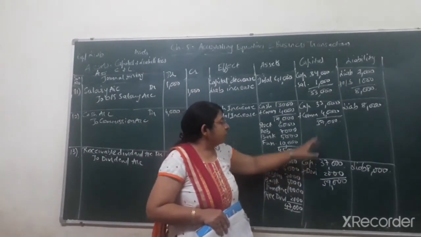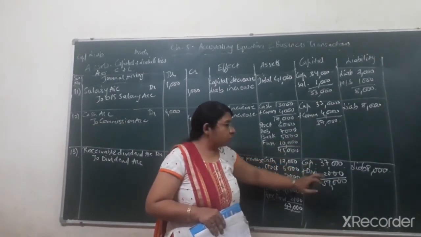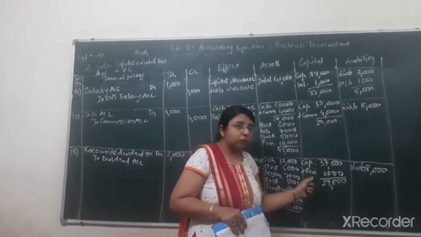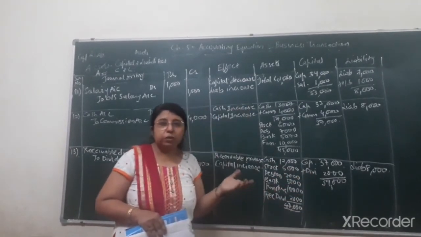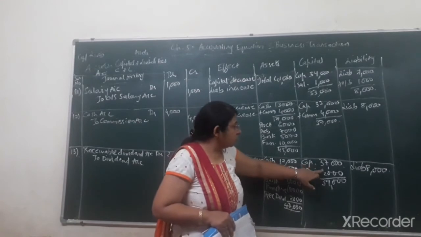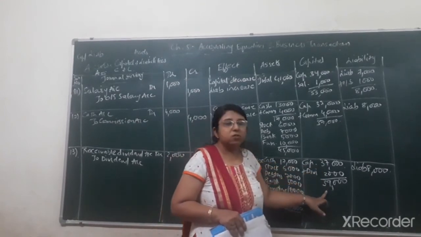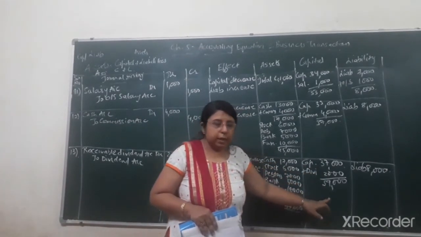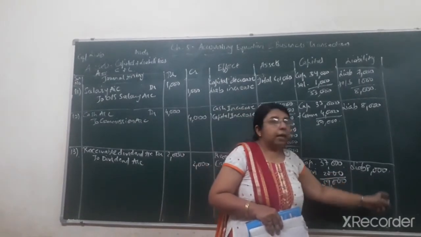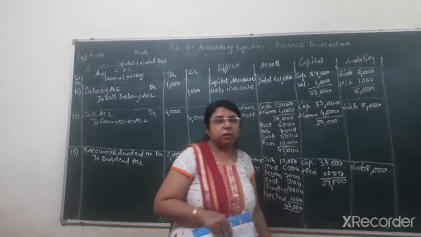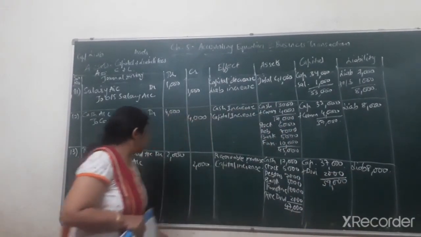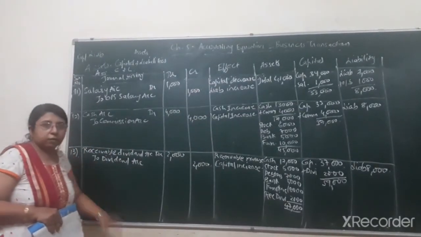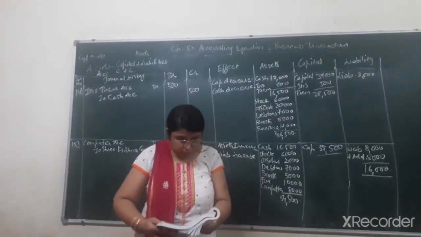Now in case of capital, the previous balance was 37,000. Dividend is one kind of income, so our capital would increase by rupees 2,000. So 37,000 plus 2,000, total balance of capital will come to 39,000, and there is no change in liability. So liability would remain as it is, that is 8,000. So students, till now we have completed the 13th transaction. Now we move to the 14th transaction.